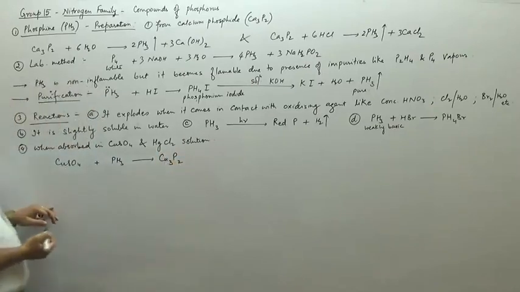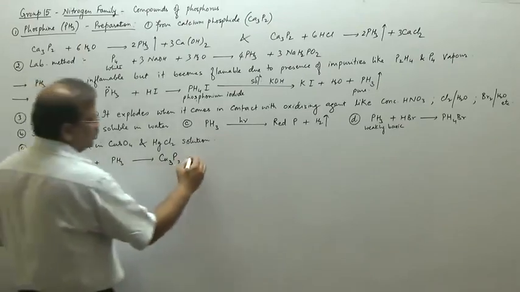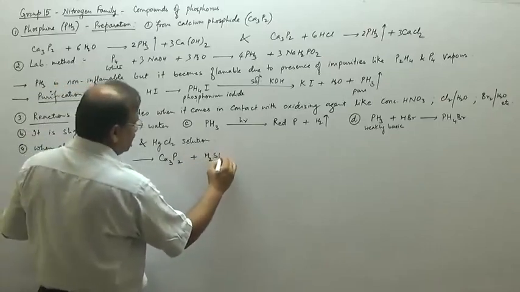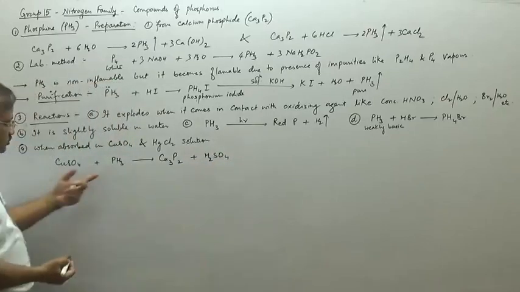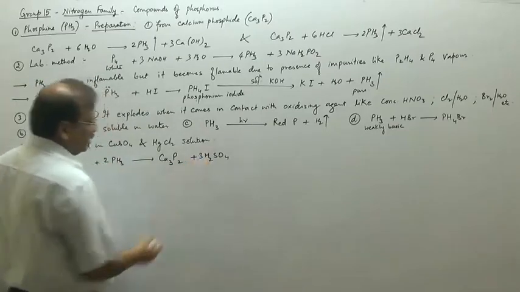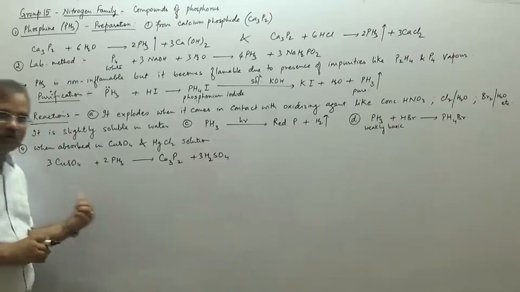So it is cupric phosphide, and the sulfate will get converted into H2SO4. So we require this as thrice, so we get this as thrice like this. So that is going to form the phosphine.